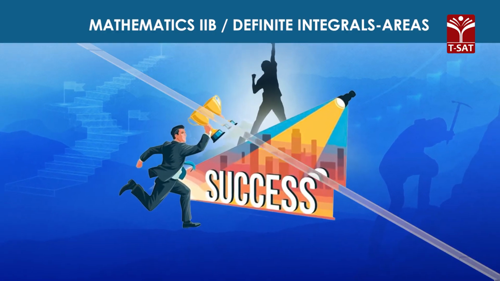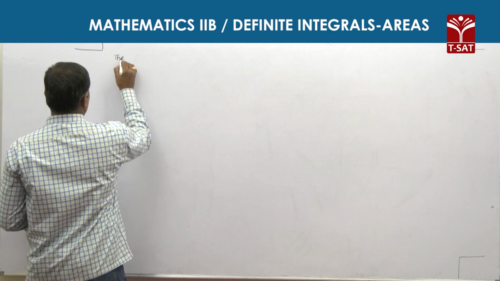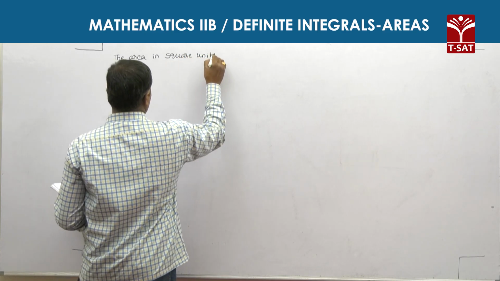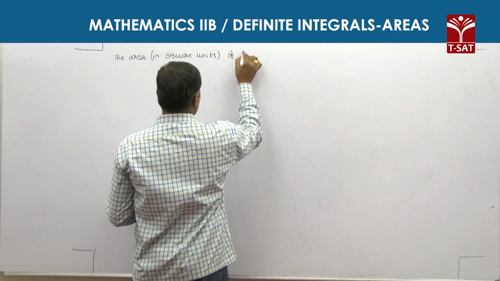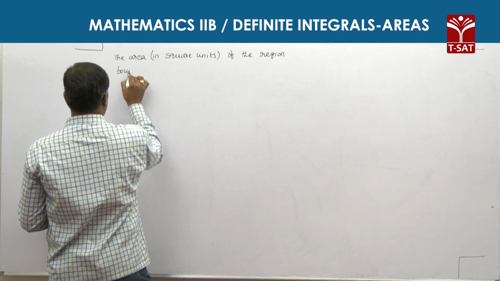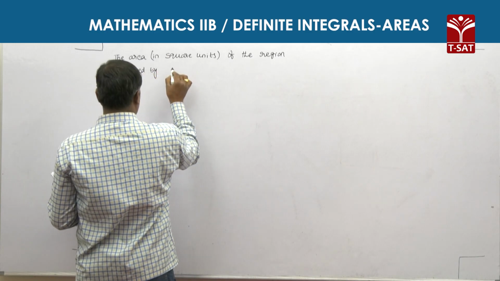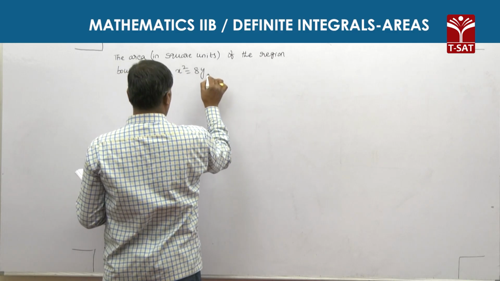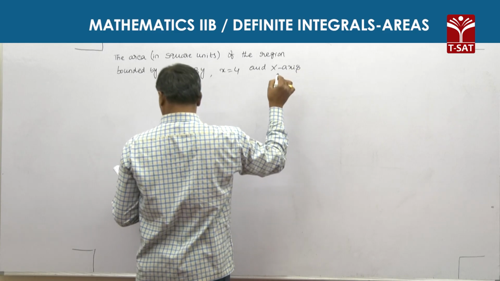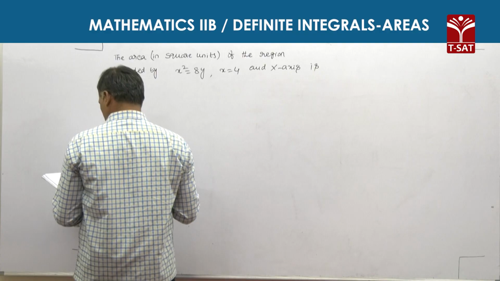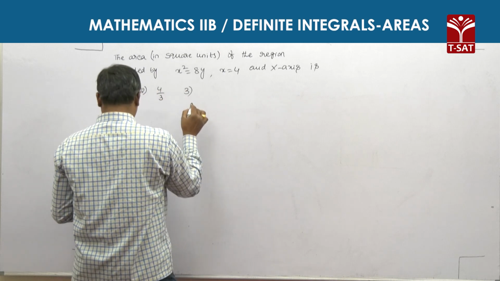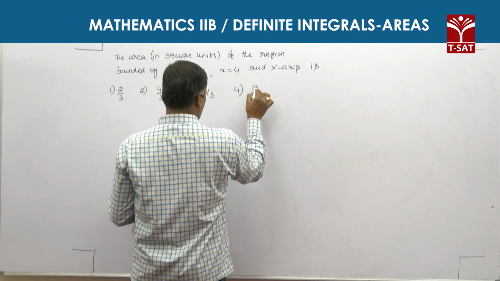Next problem: the area in square units of the region bounded by x square is equal to 8y, x is equal to 4 and the x-axis is: options, first option 2/3, second option 4/3, third option 8/3, fourth option 10/3.